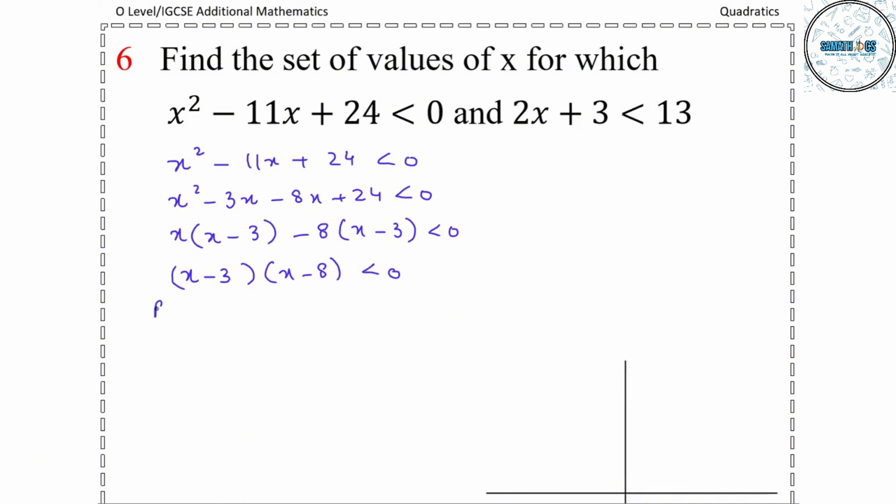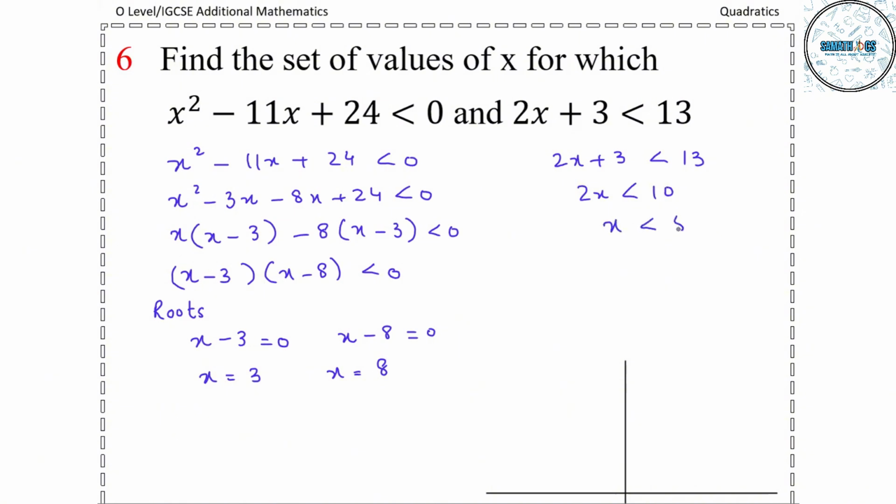Then we'll take out roots. x minus 3 is equal to 0 and x minus 8 is equal to 0. We have x is equal to 3 and x is equal to 8. Now we'll solve this inequality: 2x plus 3 is less than 13. 2x is less than 13 minus 3, which is 10. So x is less than 10 divided by 2, which is 5.